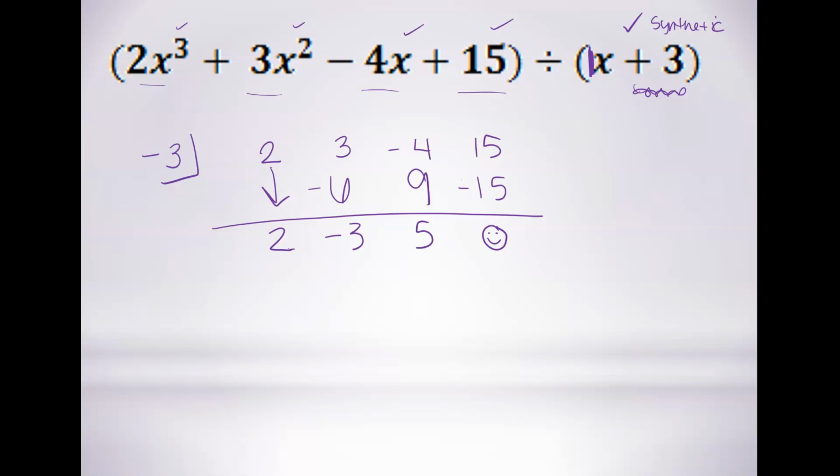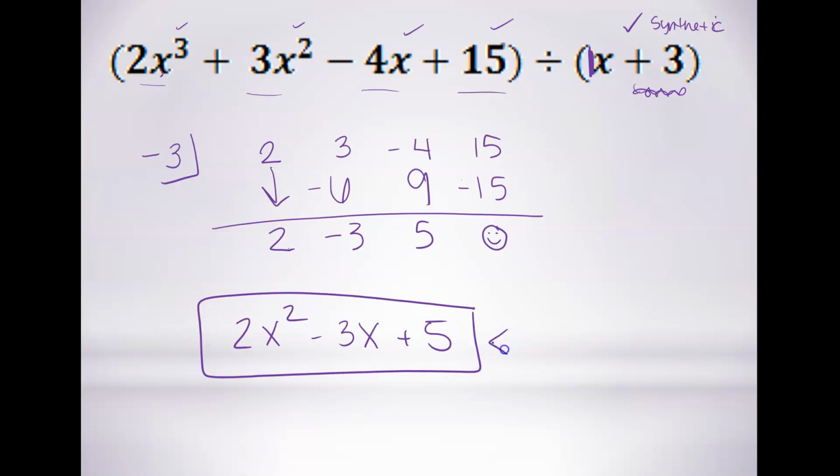We can move on to the last part, which is simply to rewrite our answer with the variables back in it. So we started with x cubed divided by x. That means my answer is going to start with x squared, then go to 3x, and then add a 5. So what's that called? This is once again called our quotient. This was our dividend, and this is my divisor. Vocabulary is key.